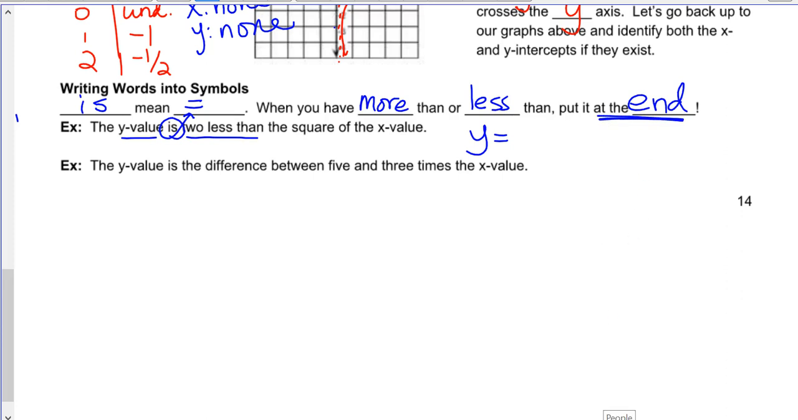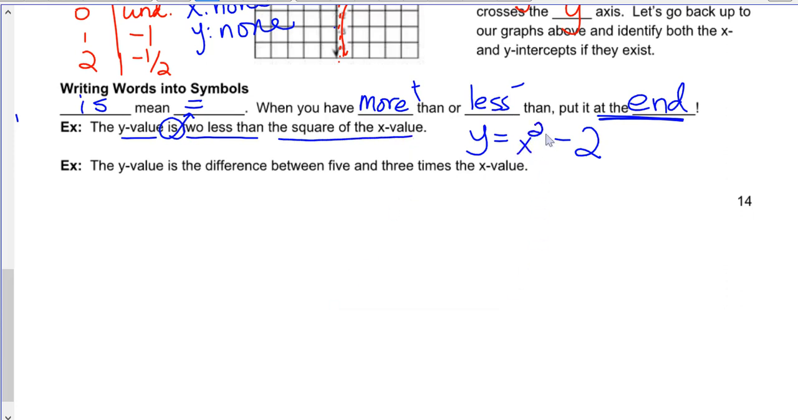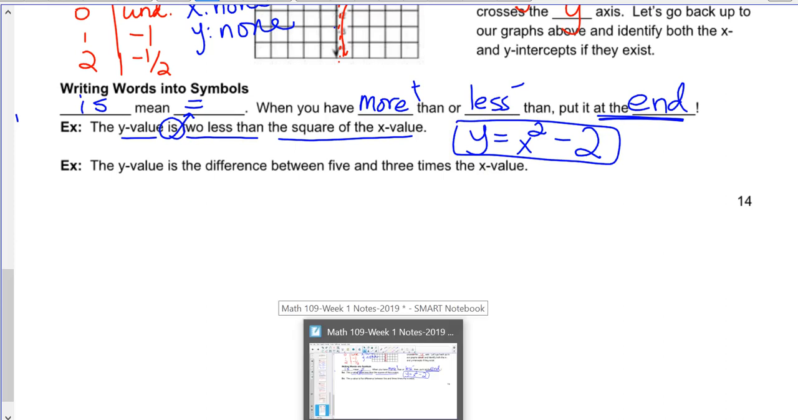Now, not so much with the plus or the more than, but with the less than, it makes a big difference. Less than means subtract. More than means to add. So I have to be 2 less than whatever it says here at the end. And it says the square of the x value. So to represent that, I'm just going to write x squared. So y equals the square of the x value, x squared, with the 2 less than at the end. There's the equation that we just interpreted out of that sentence.